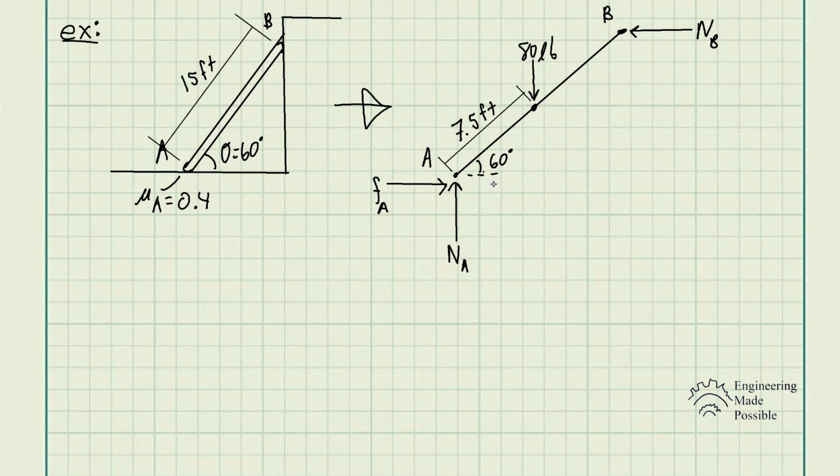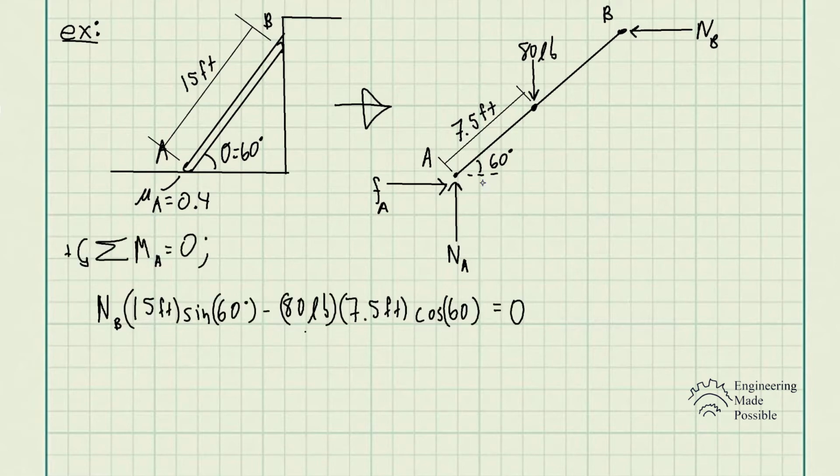So here we could just do a simple sum of forces along the x and y directions to get the reaction forces. Let's go ahead and do that. First up is the sum of moments with respect to point A equal to 0. So we have this normal force NB times the perpendicular distance to point A, which is basically the vertical component of that, so it's 15 feet times sine 60 degrees.